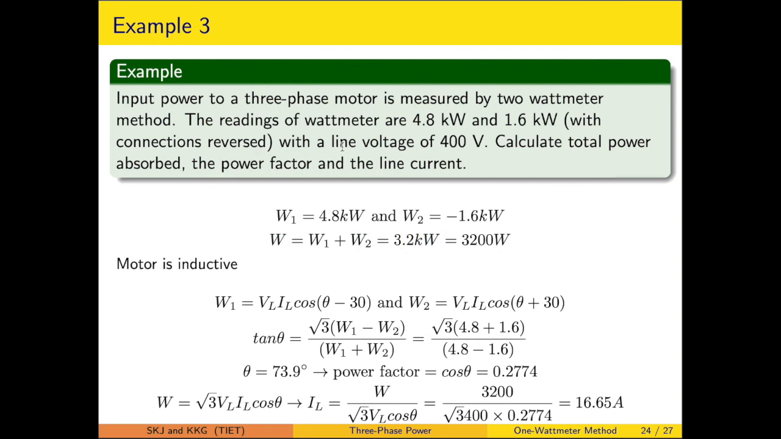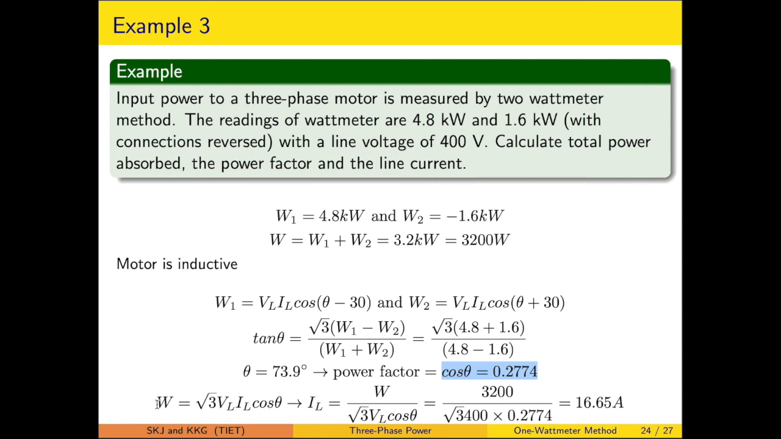Now this particular load is of inductive nature because it is specified as motor. So the theta will be positive, and W1 is coming out to be the larger value, so it is taken as cosine of theta minus 30 degree, and correspondingly the tan of theta you can mark. So the theta is calculated as 73.9 degree, and the power factor, cosine of theta, is calculated at 0.2774.